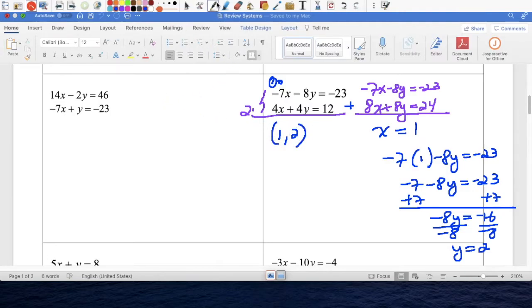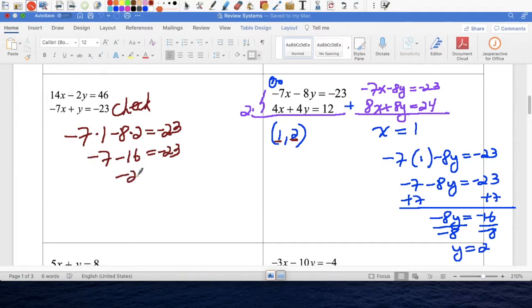Check. Again, we're going to have to substitute this point in for x and y in equation 1 and equation 2 and see if it does work. So equation 1, here's a check. 7 times 1 minus 8 times 2 equals negative 23. Let's see if that's true. That's negative 7. This is negative 16. And that is true.